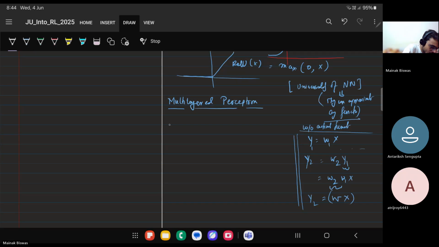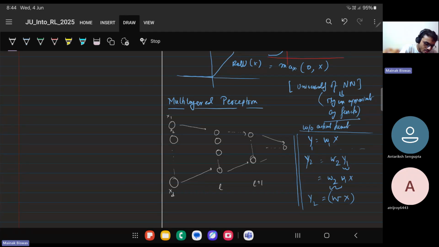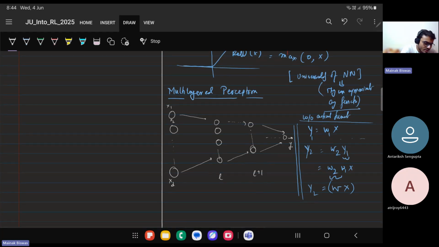Let me draw it. X1, X2, dot, dot, dot, say your D-dimensional features, XD. Layer L plus 1. Finally, to the output layer, Y. Okay, so you are saying all of these layers will have sigma equal to the identity function? That's what you're saying?